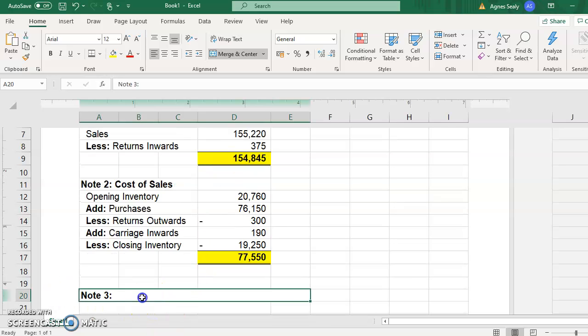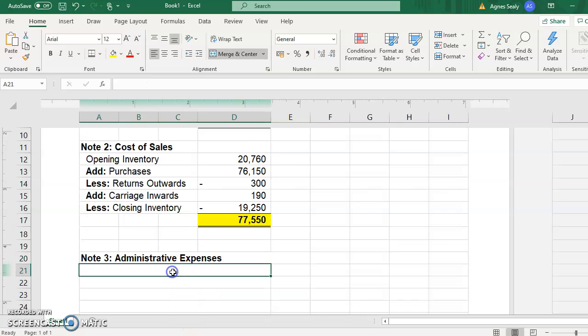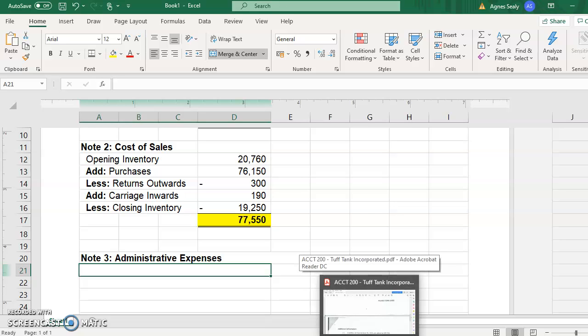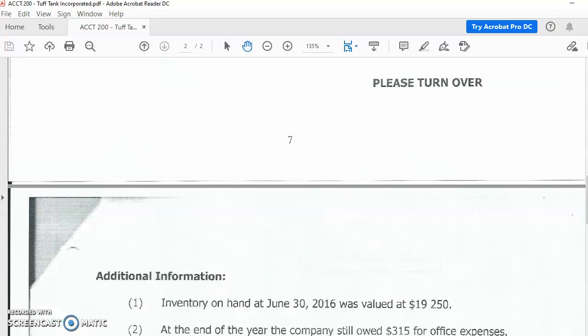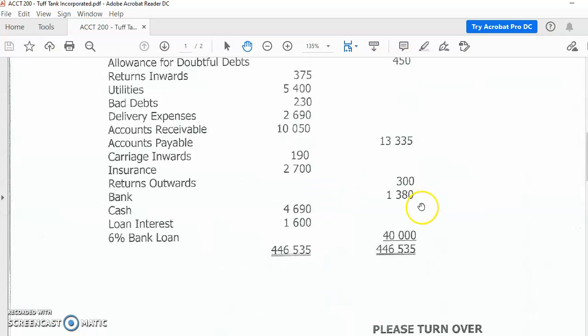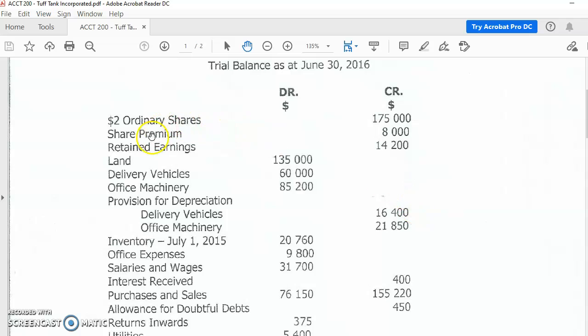So let's go to our note 3, and this is our administrative or administration expenses. We are going to start by looking at our depreciation. I think that's the first one I may look at. Let's go back to the question and see what are some of our administrative expenses. So when we go back to our trial balance, and I go to the very beginning, we see that we have land, but that is not depreciating.